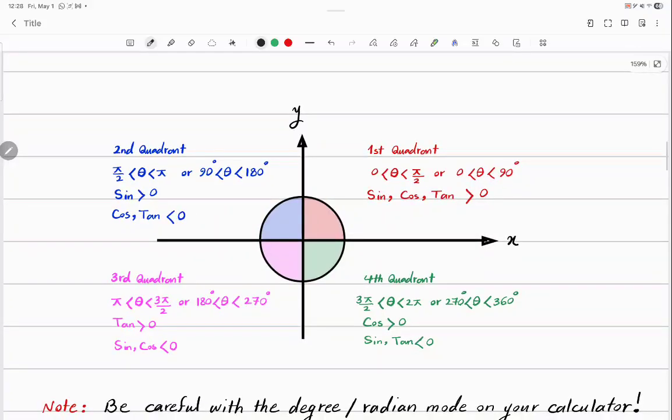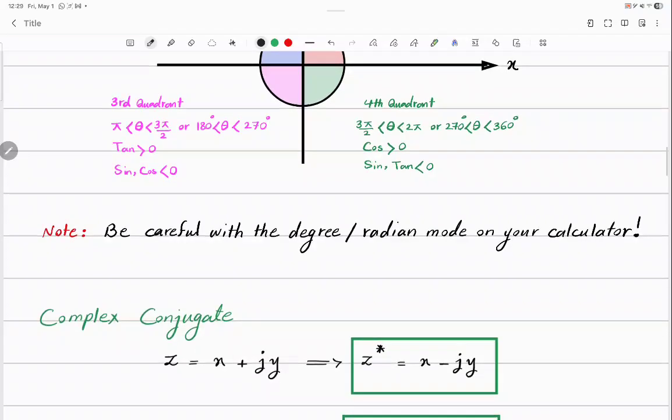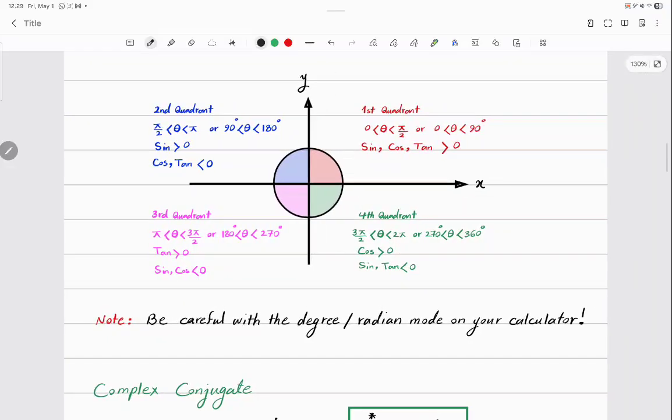This is just so you know, just to refresh your memory for the quadrants. One more thing that I want you to be careful about when working with your calculator is that it has 2 modes, degrees and radians, and this is sometimes the source of the mistake, okay? So remember this.